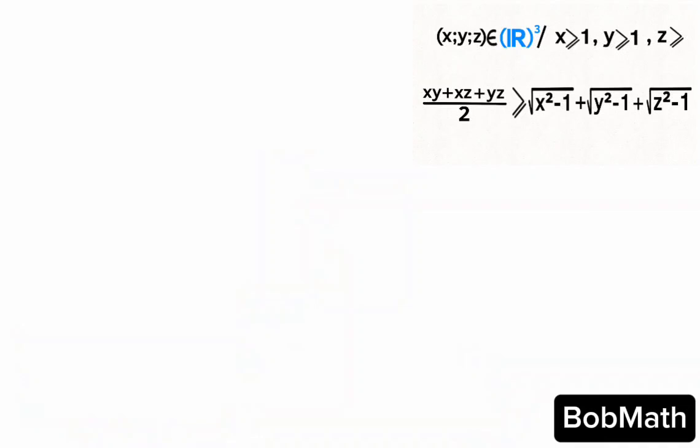Well, our exercise is as follows. We have x, y, and z as real numbers, with x greater than 1, y greater than 1, and z greater than 1. Show that (xy + xz + yz) divided by 2 is greater than or equal to the square root of x² minus 1 plus the square root of y² minus 1 plus the square root of z² minus 1.